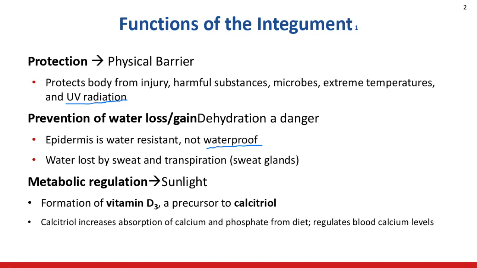Metabolic regulation, this is when we're going to start discussing vitamin D. Vitamin D is largely important for the absorption of calcium and phosphate. Calcium we need for many things, and you will learn about it throughout this semester. We need calcium for muscle contractions, nervous system stimulation and function, blood clotting, right? And we need it as an ingredient to make strong bones.